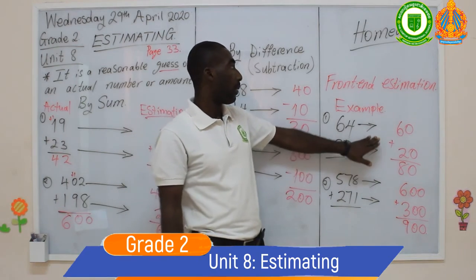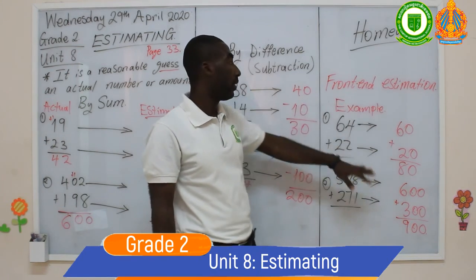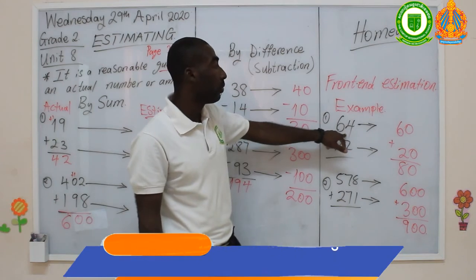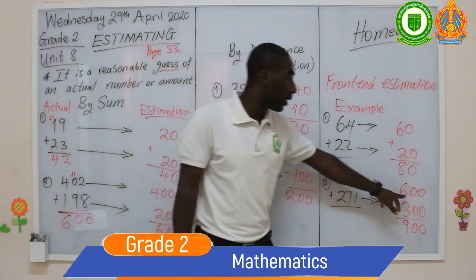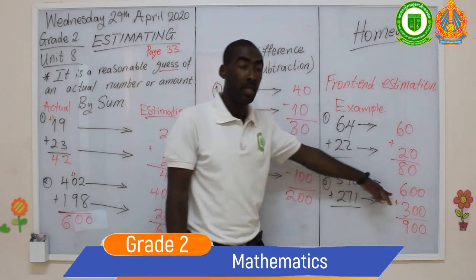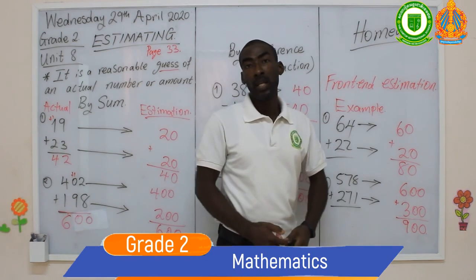So this is about front-end estimation, whereby if your digit is 2, you estimate to 2 digits. If your digit is 3, you estimate it to 3 digits before you do your addition.